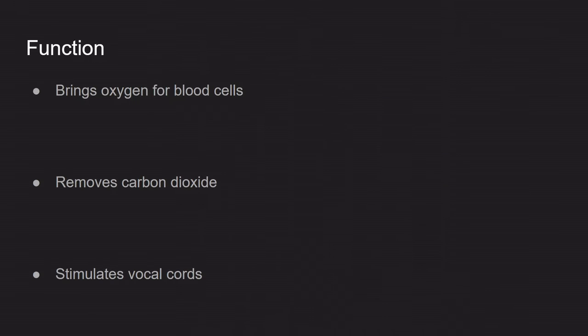Now, let's move on to function. The function of this organ system is to bring oxygen into the body so that blood can transport it throughout to different cells around the body for use in cellular respiration. Also, the respiratory system expunges carbon dioxide that the cells generate during cellular respiration.